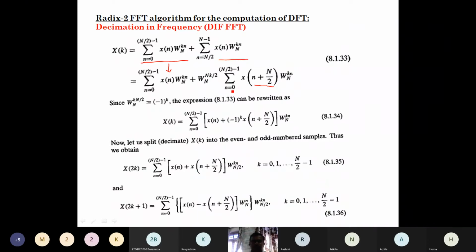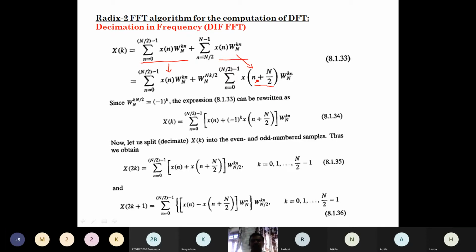If you replace n with all values from n equal to 0 to N by 2 minus 1 in this equation, x of n plus N by 2, what do you get? If n equals 0, the element you get is x of N by 2. The equation remains the same. There is no difference between these two equations, only the labeling and the calculation steps are different.